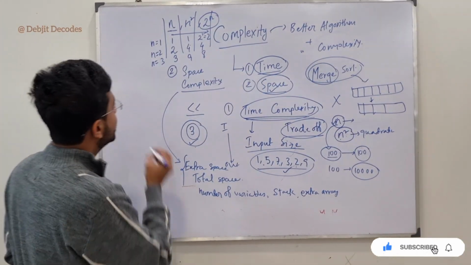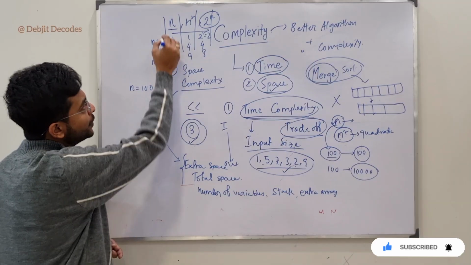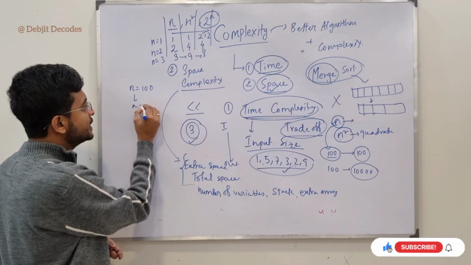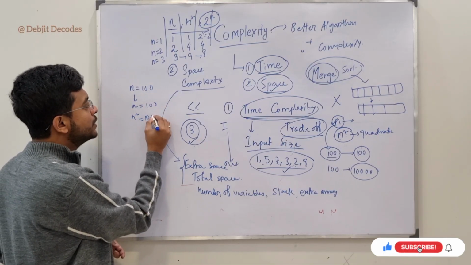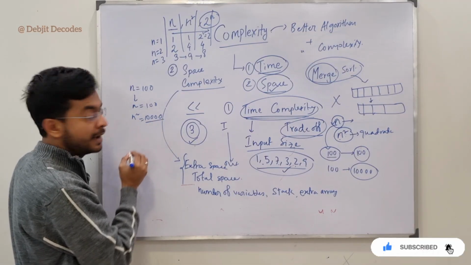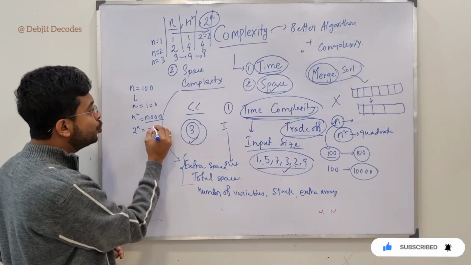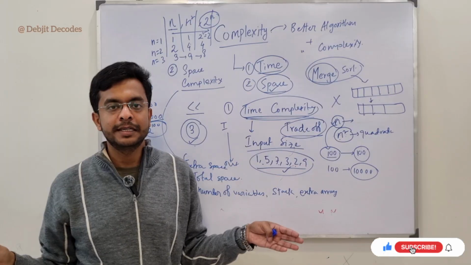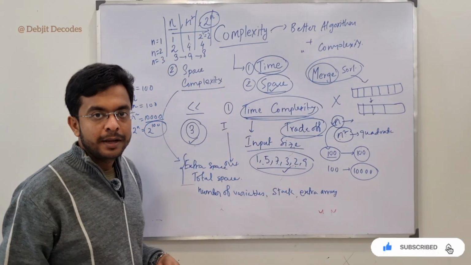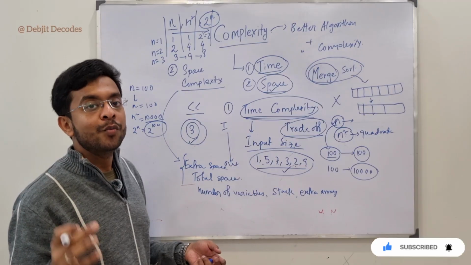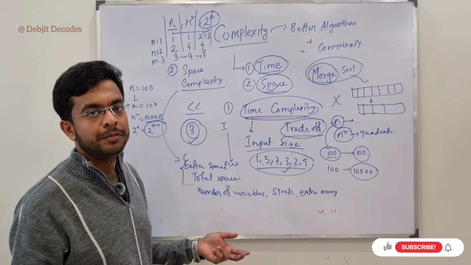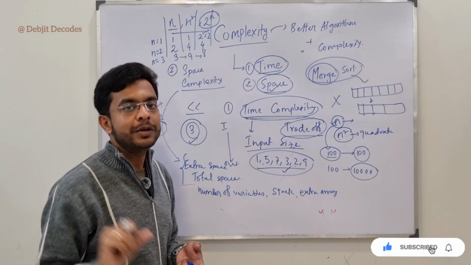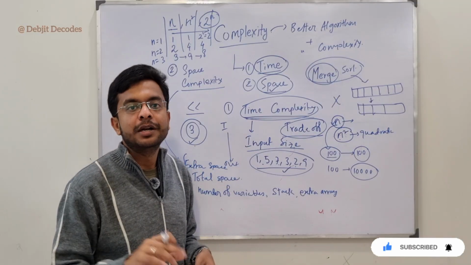Now, for small values the difference is not that much. But if you want to see for n equals 100, then the first one stays as 100. But n square becomes 10,000, and 2 to the power n becomes 2 to the power 100. It's a huge number. So as the input size is increasing, all these things matter a lot. And in our case, we will always be considering the worst case scenario, because we cannot say that we will be doing it for the best case scenario. We need to always keep in our mind that we need to do it for the worst case scenario, so that it becomes a general solution.